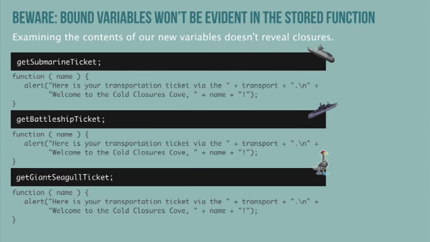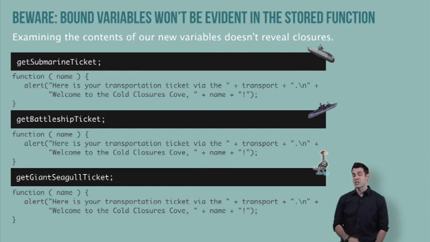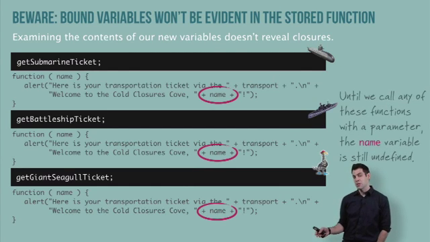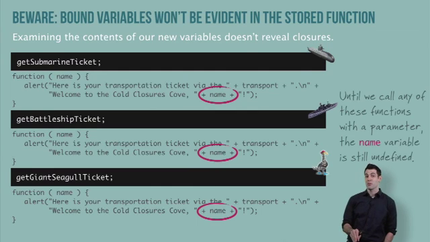In our getSubmarineTicket variable, transport actually holds submarine. And of course in getBattleshipTicket, transport is battleship, and in getGiantSeagullTicket, transport is giant seagull. Until we've actually called any of these variables that have functions in them, the name variable that is inside those functions will stay undefined. So let's change that. Let's actually call our ticket makers.